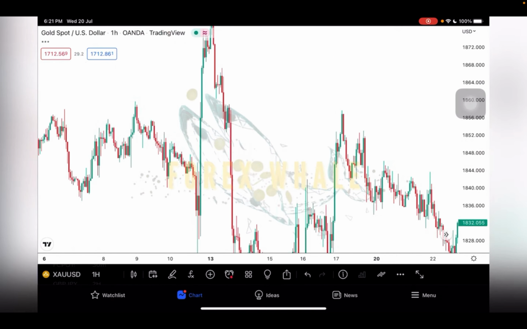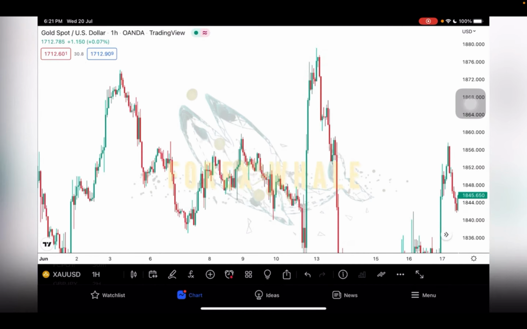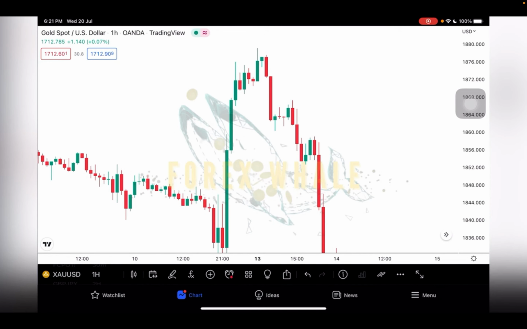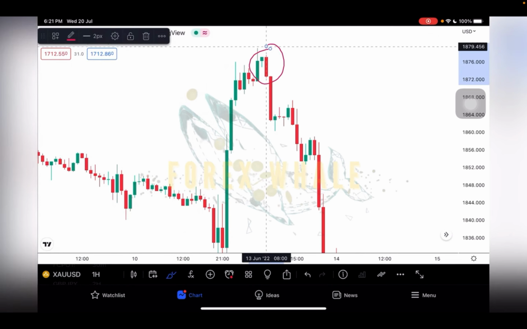We'll look around for another example. Okay, here you have another example. It is at the very peak. Entry just immediately after that. Your stop loss is here, and then your take profit is 2 to 3 times more than your stop loss point.